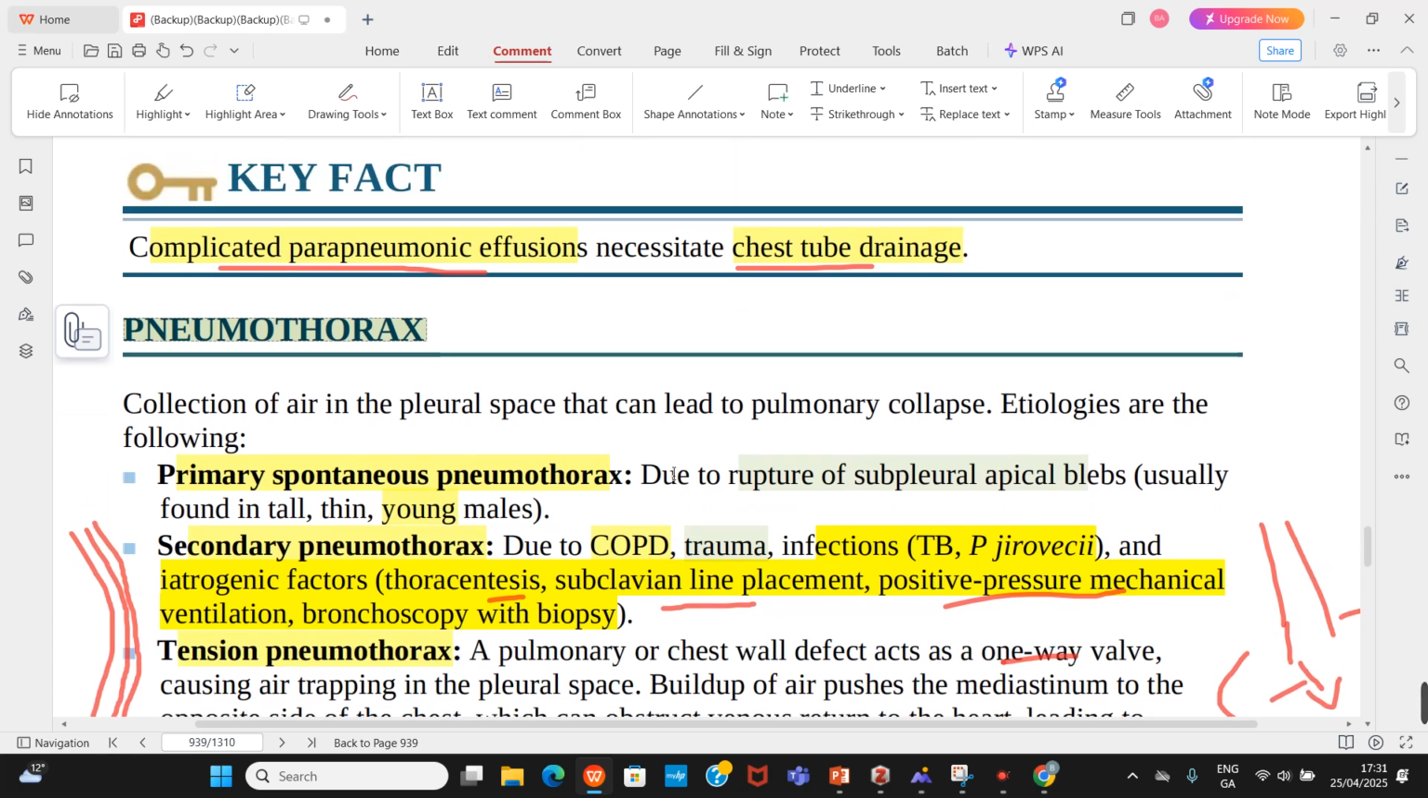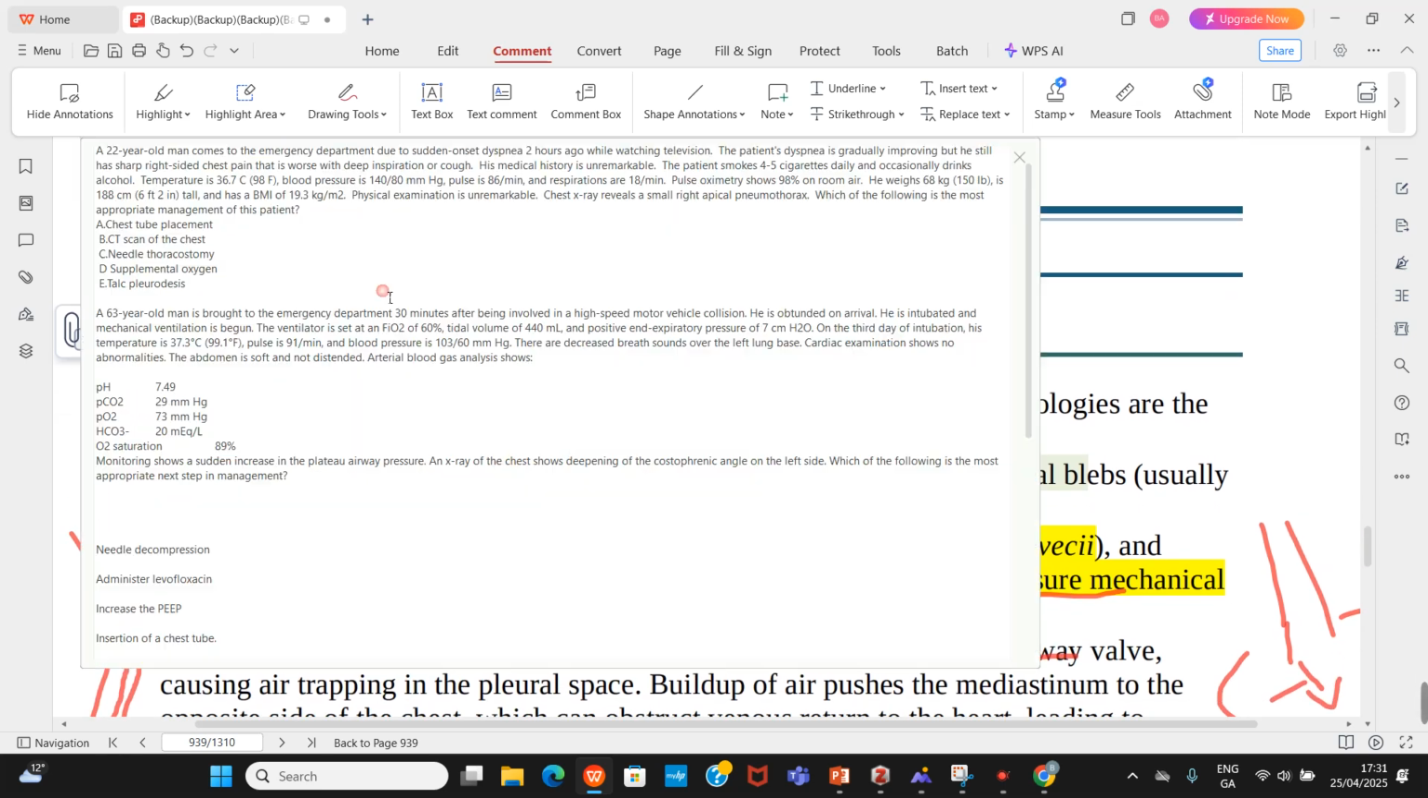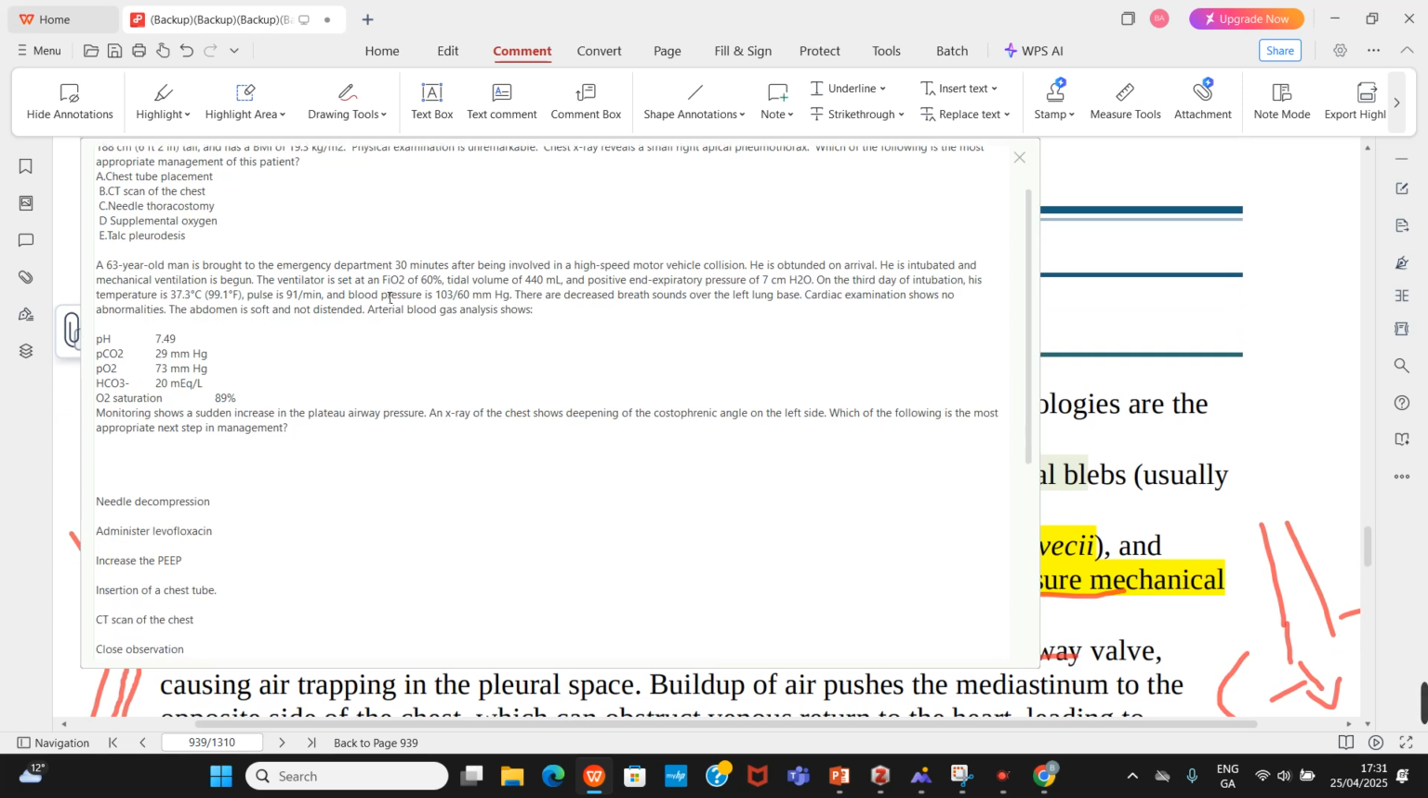Excuse me, sir. Why is it on the left side? That's my confusion. I don't understand what you mean by why is it on the left. The breath sound is decreased on the left side. So that's where the pneumothorax is happening. Most of the time it will be unilateral. It's very rare for us to see pneumothorax happening bilaterally.